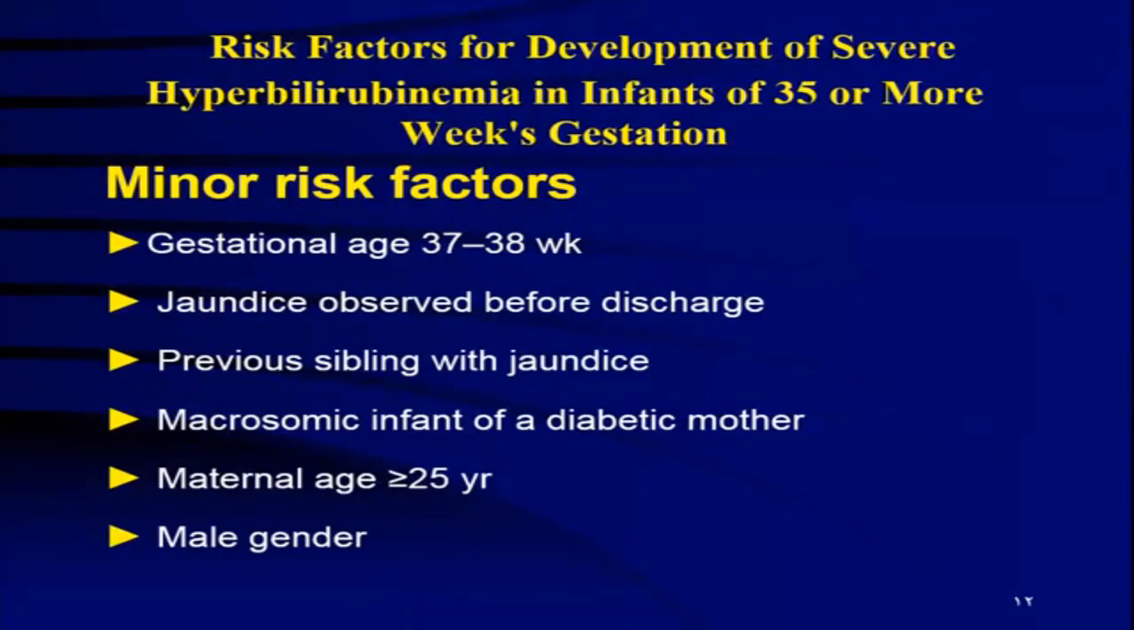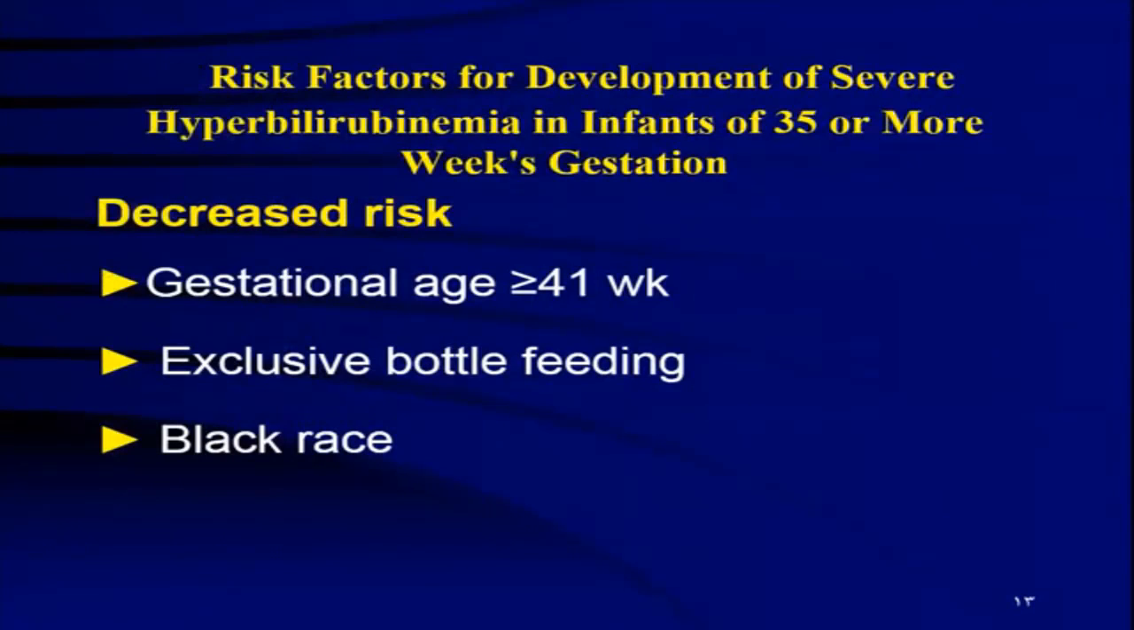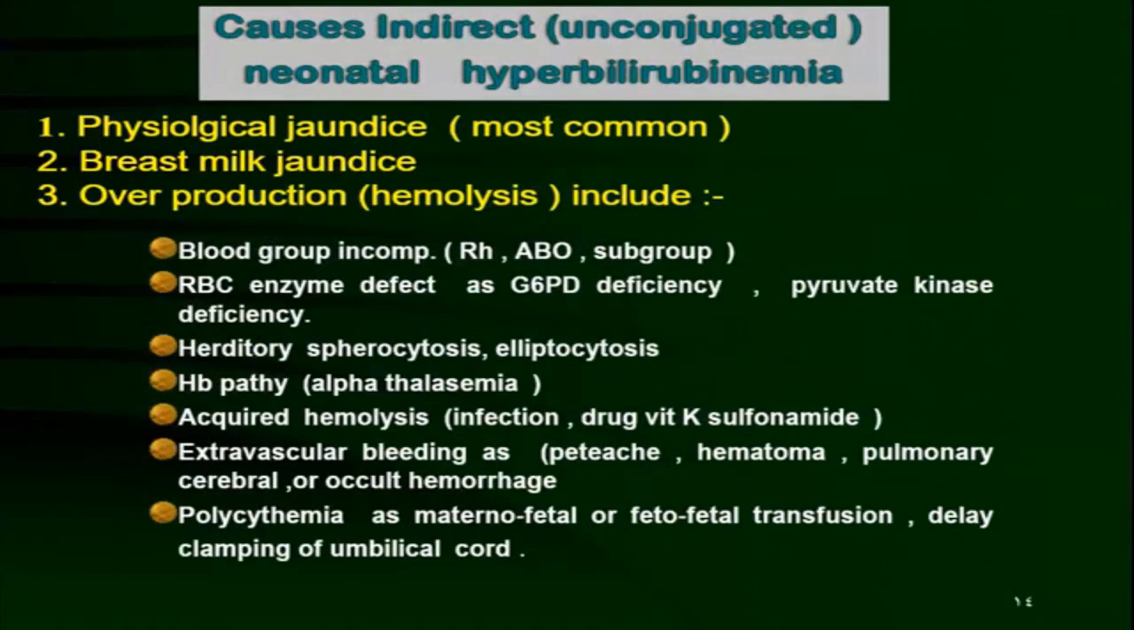Now, what are the minor risk factors? They include gestational age 37 to 38 weeks, jaundice observed before discharge, previous siblings with jaundice, infant of a diabetic mother, maternal age more than 25 years, and male sex. Now, what are the decreased risk factors? Gestational age more than 41 weeks, exclusive bottle feeding, and the black race.